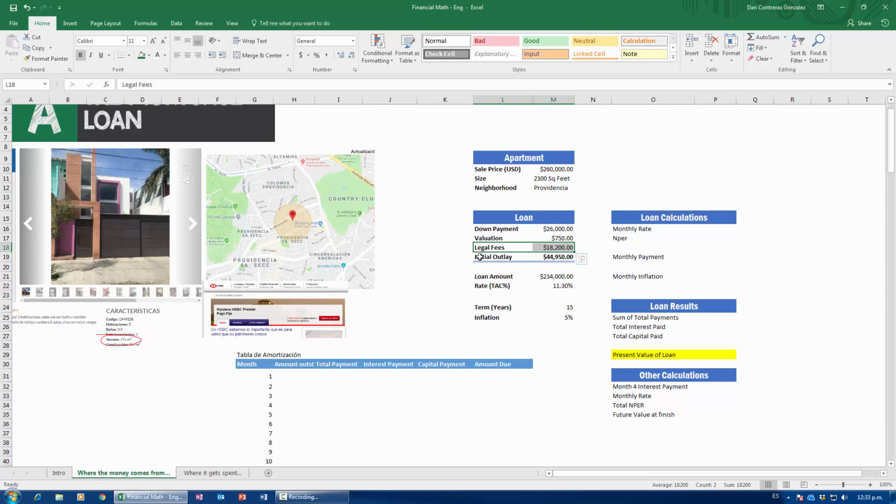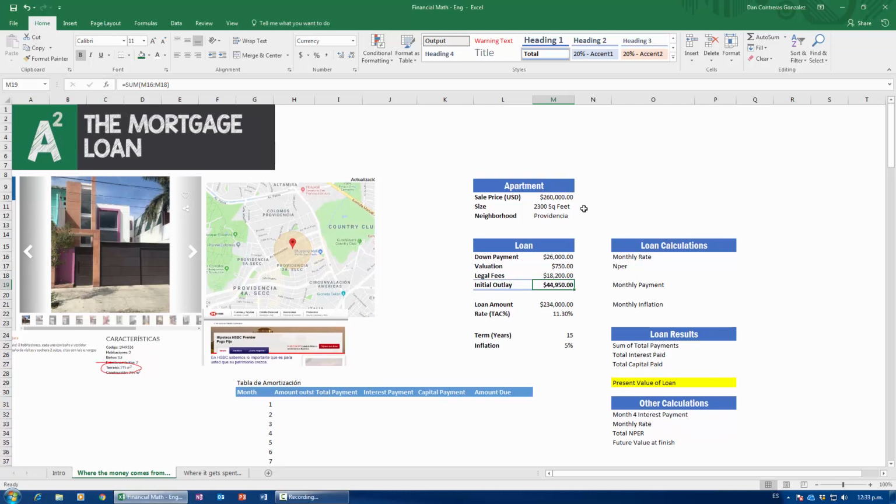So the initial outlay, the cash that we have to have on hand in order to get this mortgage approved, is 44 grand. Well, almost 45 grand. That's a pretty hefty chunk of change, but there's nothing you can do about it. After you've paid out that money, the bank is going to happily loan you $234,000 so you can become the proud new owner of a luxury apartment in one of the nicest areas in town.